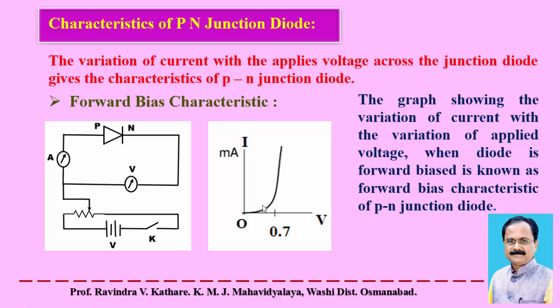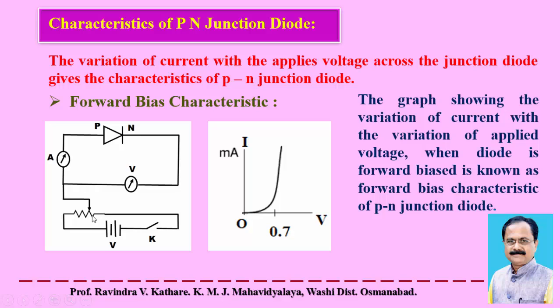This graph showing the variation of the current with variation of the applied voltage when the diode is forward biased is called the forward bias characteristic of a p-n junction diode. We can study how this graph is plotted. When this switch K is closed, the applied voltage across the p-n junction diode is 0. Then the current flowing through the diode is 0.